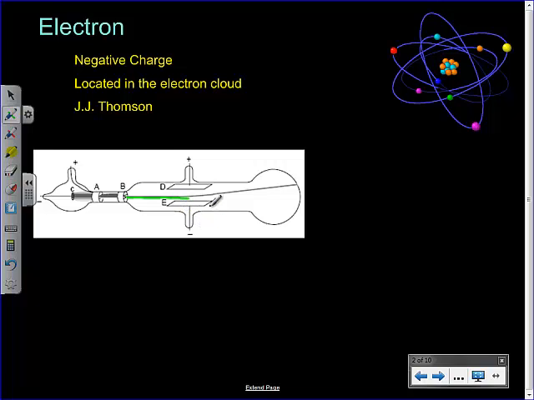Well, once they put charged plates on either side, so positive up top, negative on the bottom, what they noticed is as it was going through there, it was bent. And so what they figured out is it was a beam of particles, and that beam of particles was negatively charged because it was attracted to the positive and it was repelled from the negative. And so what he came up with was these electrons, and we typically symbolize the electron with an e minus.